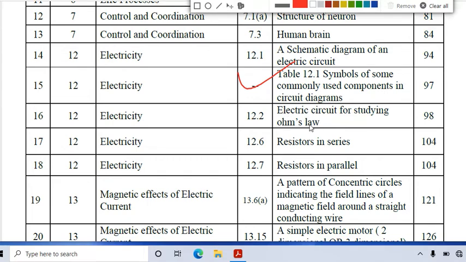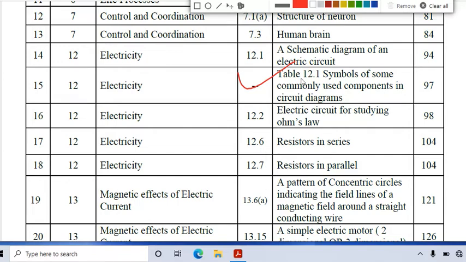That Ohm's law statement is also important and the diagram is also important. So practice that diagram. From the chapter electricity, again you have to practice resistors in series and resistors in parallel. It is given in figure number 12.6 and 12.7. So practice the diagram very carefully.